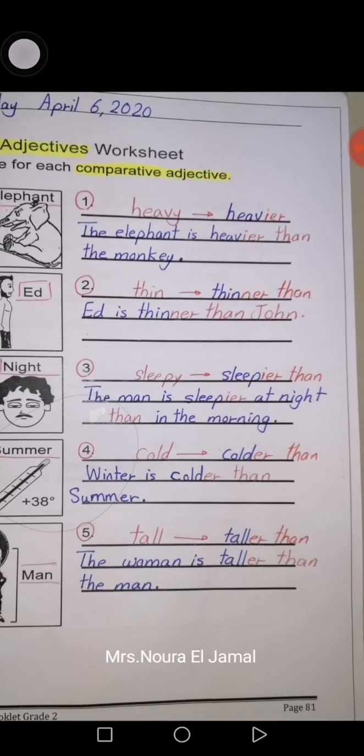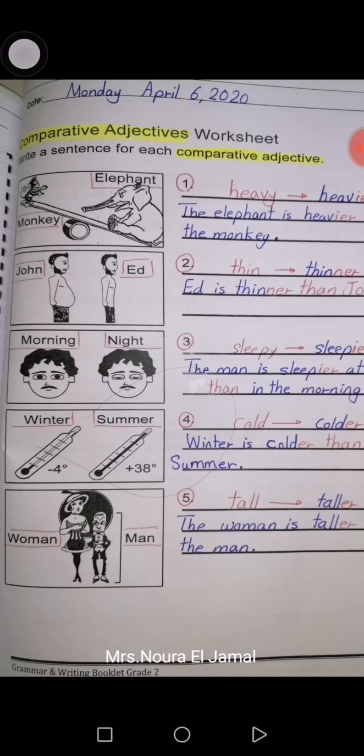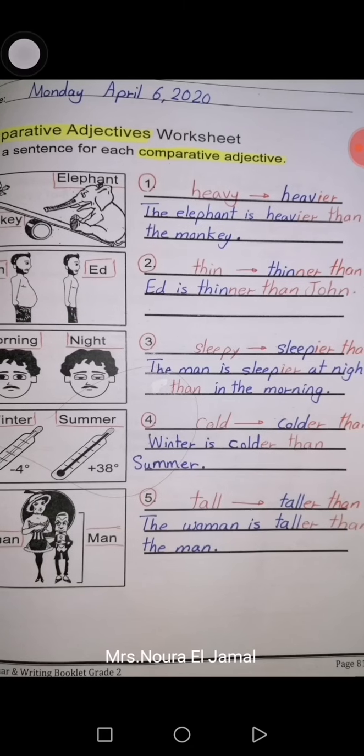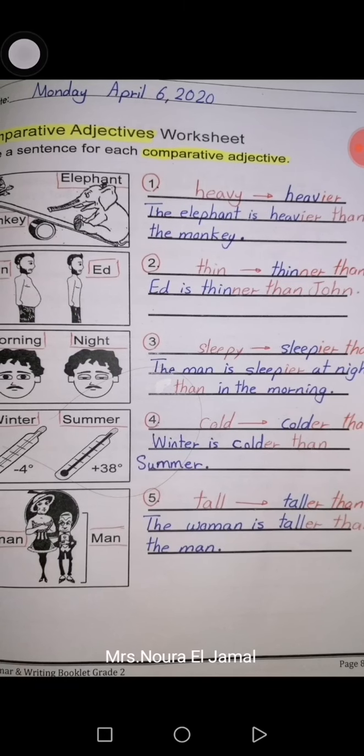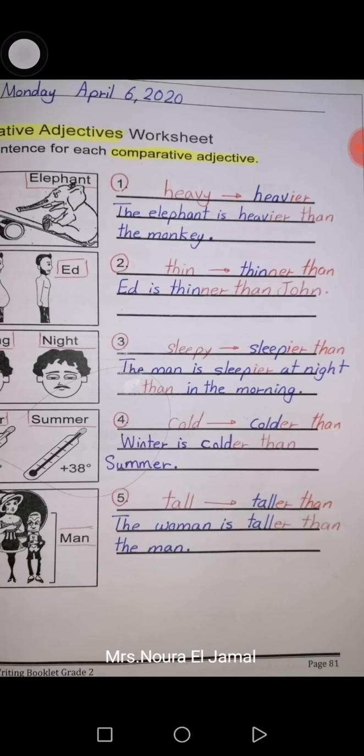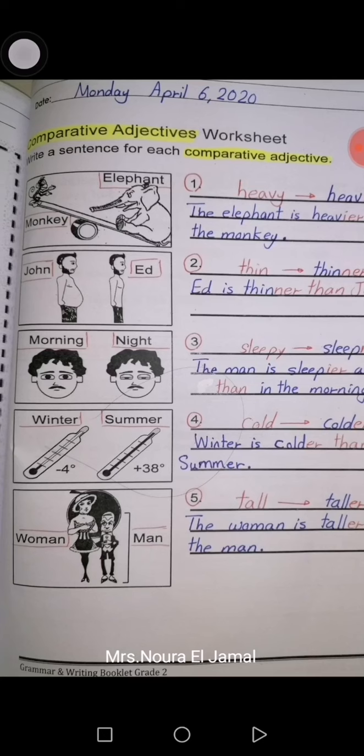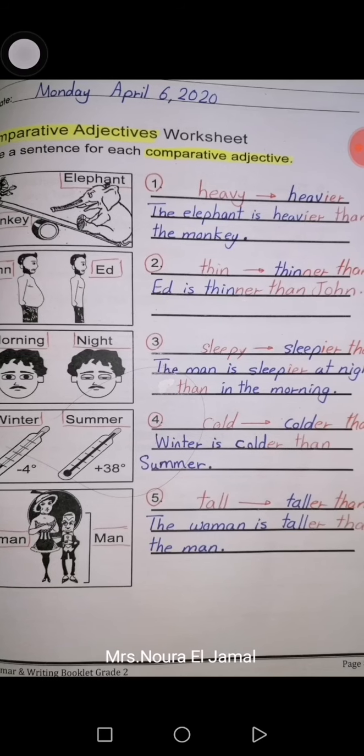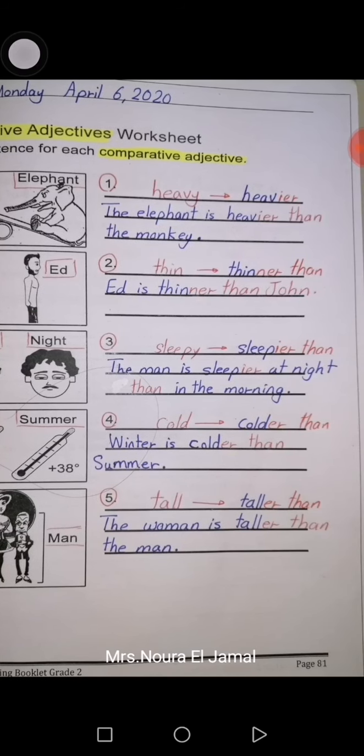The second picture. Look at John and Ed. I can use the adjective thin and I can use the adjective fat. If thin, it will be thinner than, if fat it will be fatter than. So Ed is thinner than John, or John is fatter than Ed. Excellent. Here, morning and night. What can you see in the picture? He's sleepy at night. So sleepy will be sleepier than. So the man is sleepier at night than in the morning.